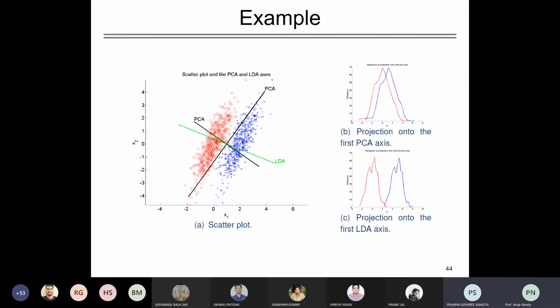Okay. So it is also the same thing as the PCA. Yes. Hello, sir.